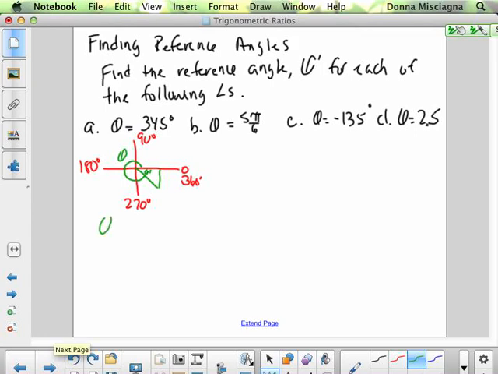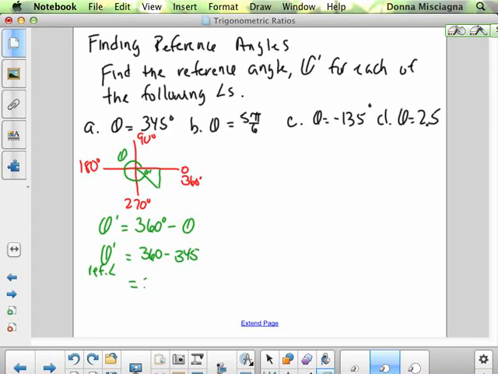To find our reference angle, we're simply going to take 360 degrees and subtract the principal angle. So our reference angle equals 360 minus 345, or 15 degrees. That's all there is to finding the reference angle in the fourth quadrant.